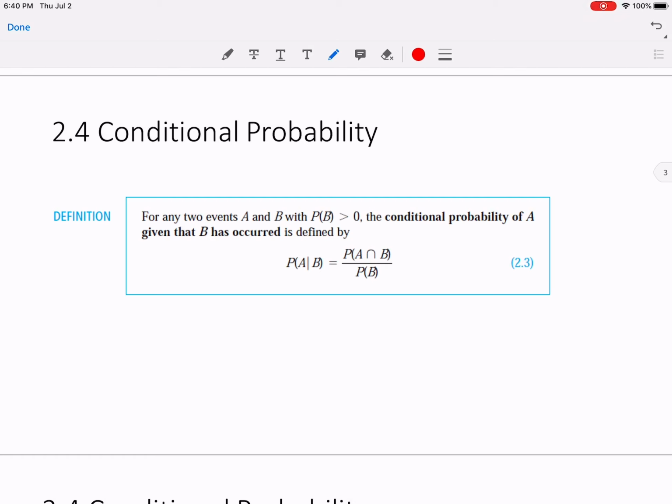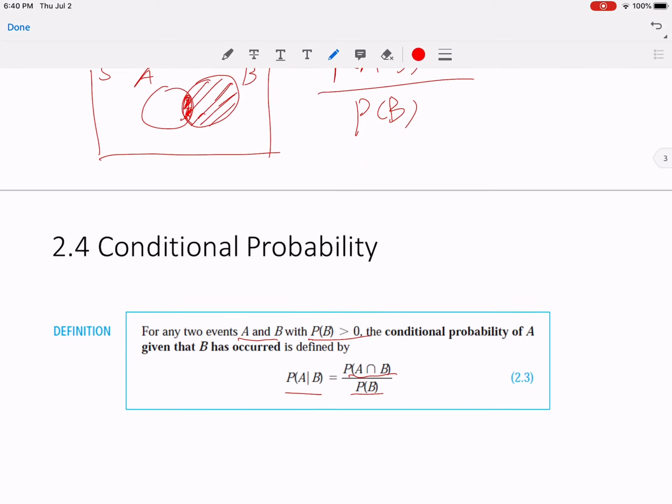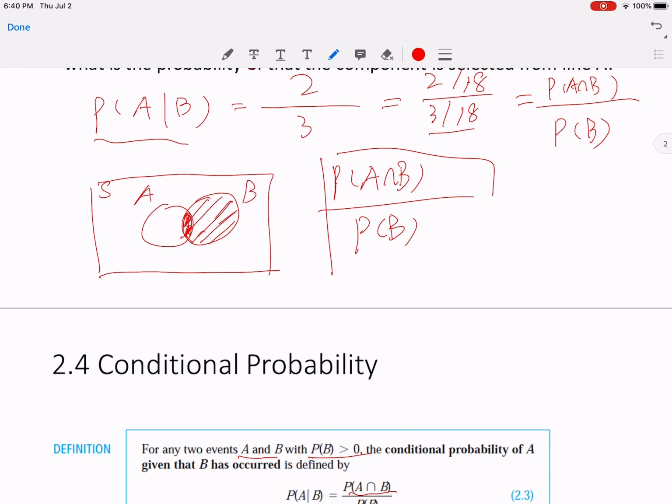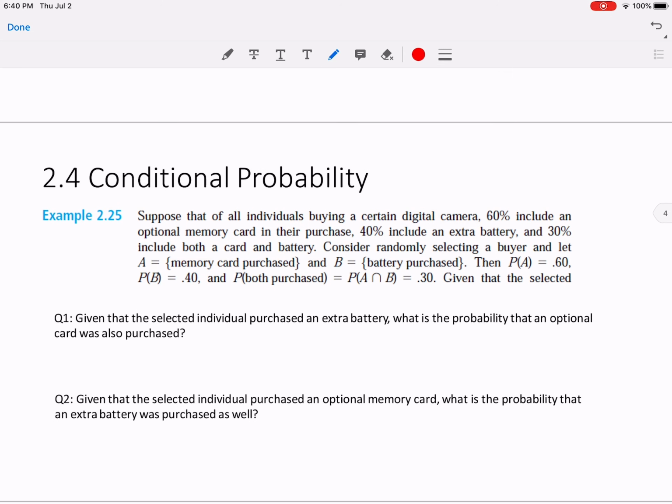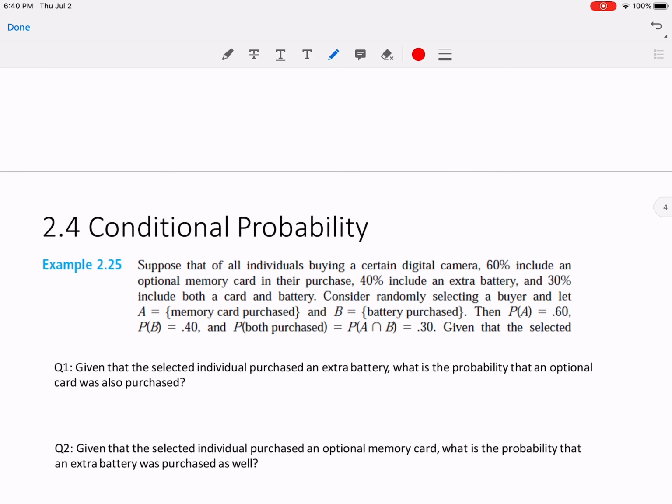So for any 2 events A and B with probability of B is positive, the conditional probability of A given B that has occurred is defined by probability of A given B is equal to the probability of A intersection B divided by probability of B, which is exactly the same as what we got over here. And that's pretty much the definition of a conditional probability.